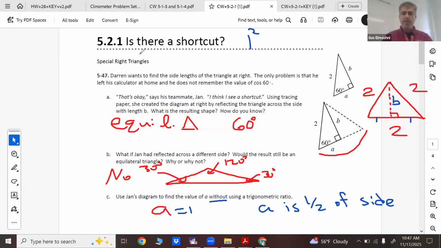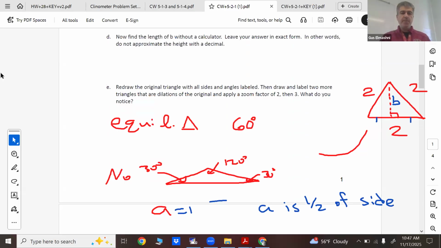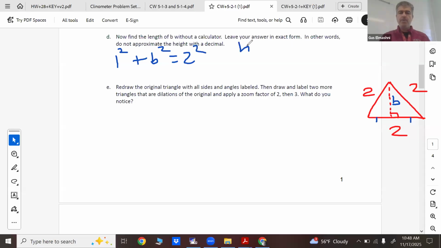So, are you guys okay with A, B, C? We're good. All right, now let's move down to part D. Let me erase some of the stuff here. Now solve for B. That's easy. 1 squared plus B squared equals 2 squared. B squared is 3. B is root 3. Yep, B squared is 3, 4 minus 1.